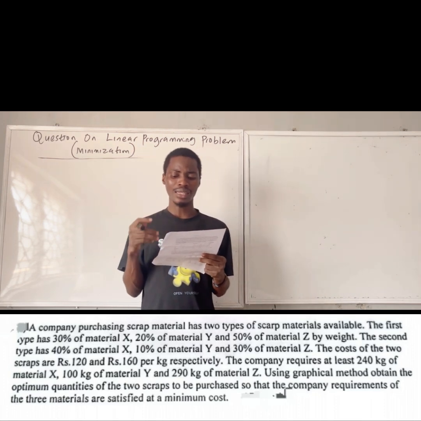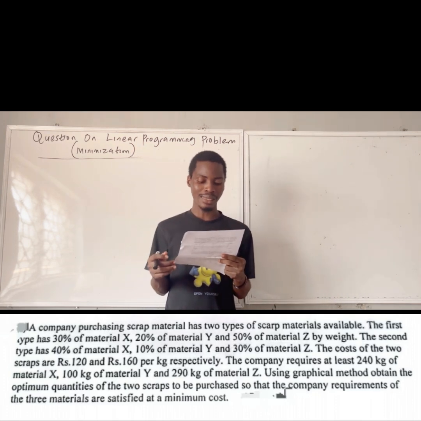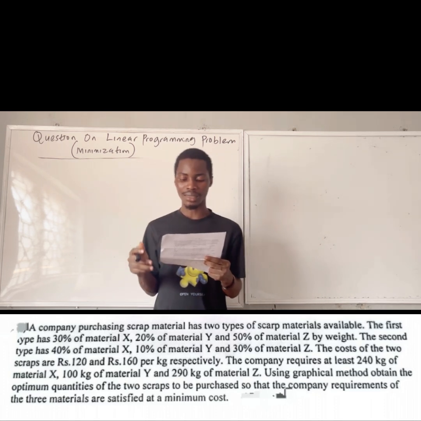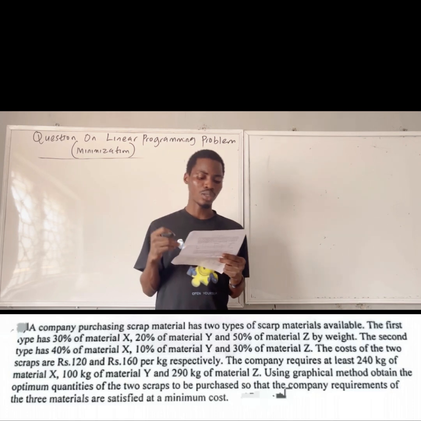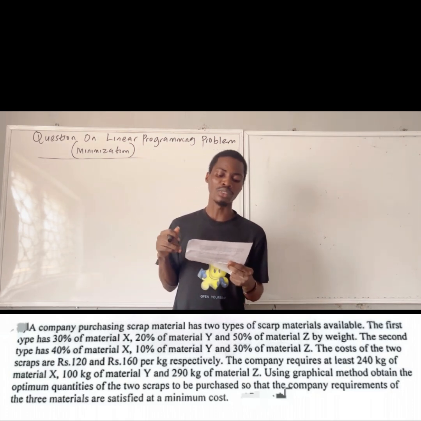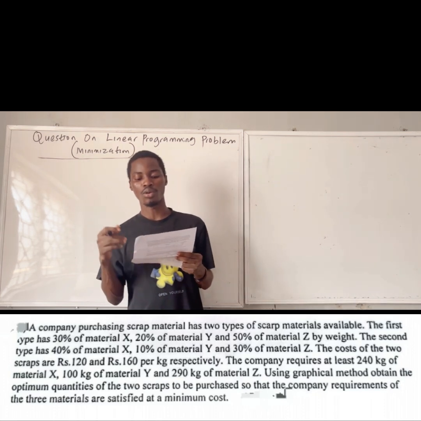The company requires at least 240 kg of material X, 100 kg of material Y, and 290 kg of material Z. Using graphical method, obtain the optimal quantities of the two scraps to be purchased so that the company requirement of the three materials is satisfied at a minimum cost.